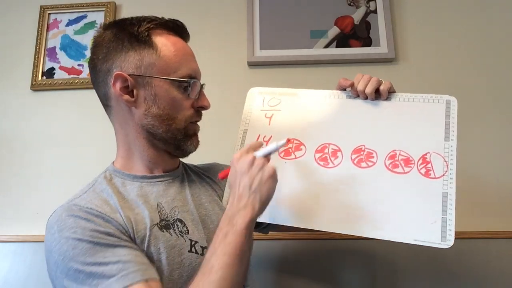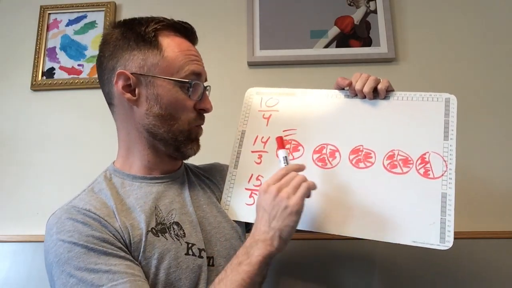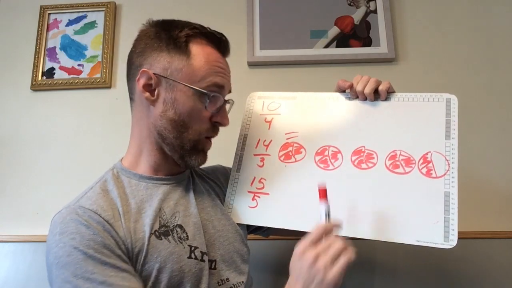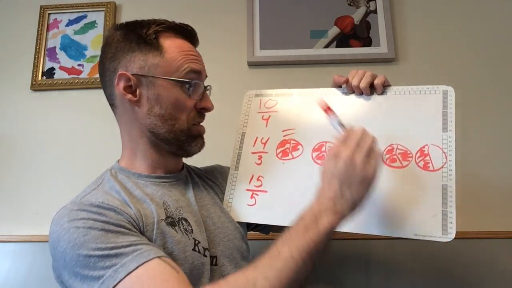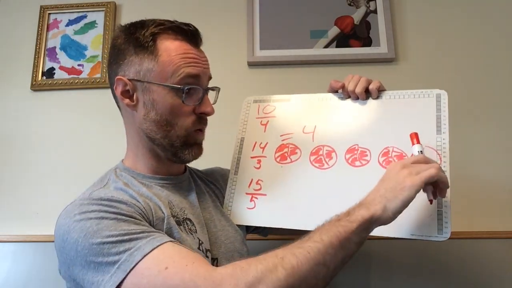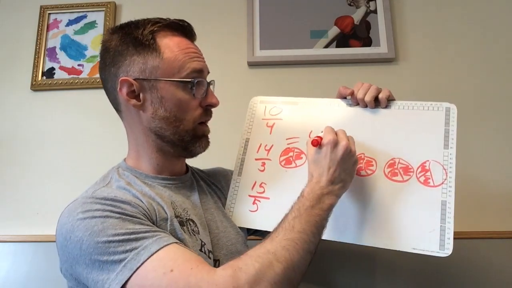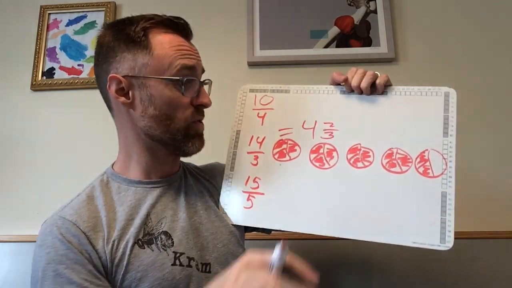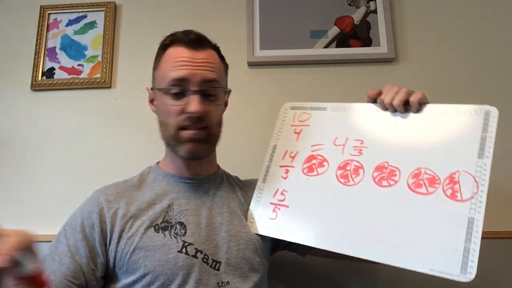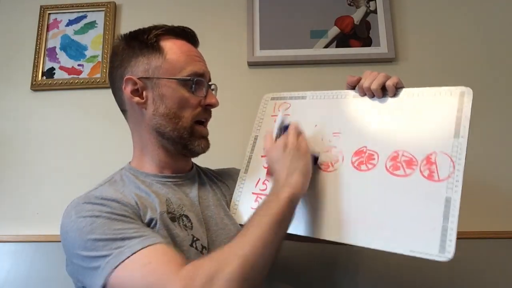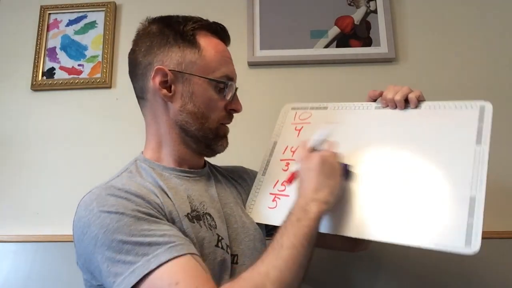All right. 14 thirds is actually equal to, let's see, 1 whole, 2 wholes, 3 wholes, 4 wholes, and then 2 parts out of 3. 4 and 2 thirds. It's a lot of slices. Okay, cool. All right, now this last one here.